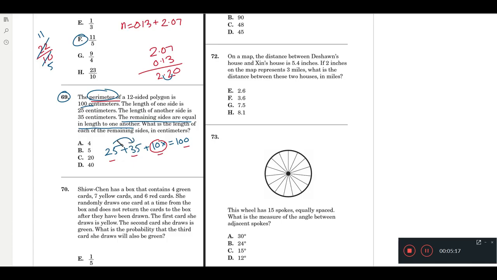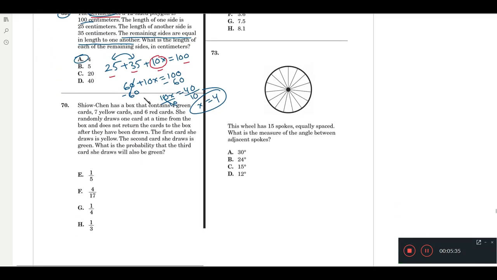If you add these two, 60, plus 10x equals 100. Then subtract 60. 10x equals 40. Divide by 10, and x equals 4. Very good. Any question about it so far?